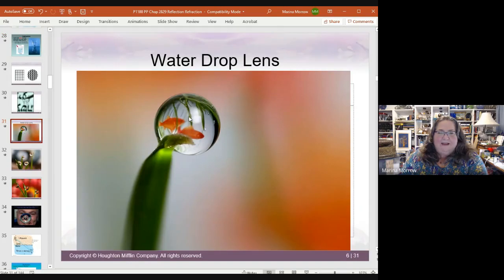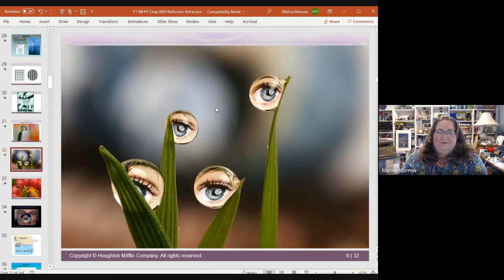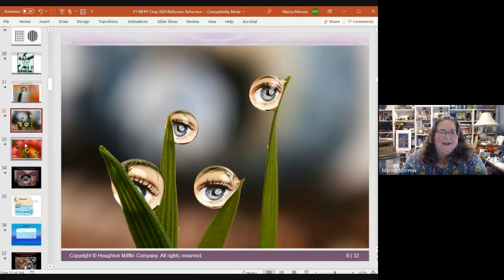Now, there's a guy who likes to take water drop lens images, which are upside down. So this one was flipped, but the real goldfish is back here. Here's 4 water droplets and a big eyeball back there. He says he does it on Photoshop.